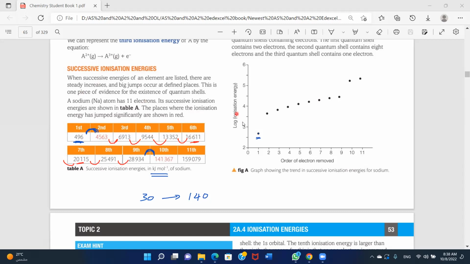Okay, you will see here that they plot log ionization energy against the order of electron removed. They do not plot the ionization energy against the number of electrons removed. They plot the log. And sometimes they ask you such a question: why do we plot log ionization energy against the number of electrons removed and not the ionization energy itself?